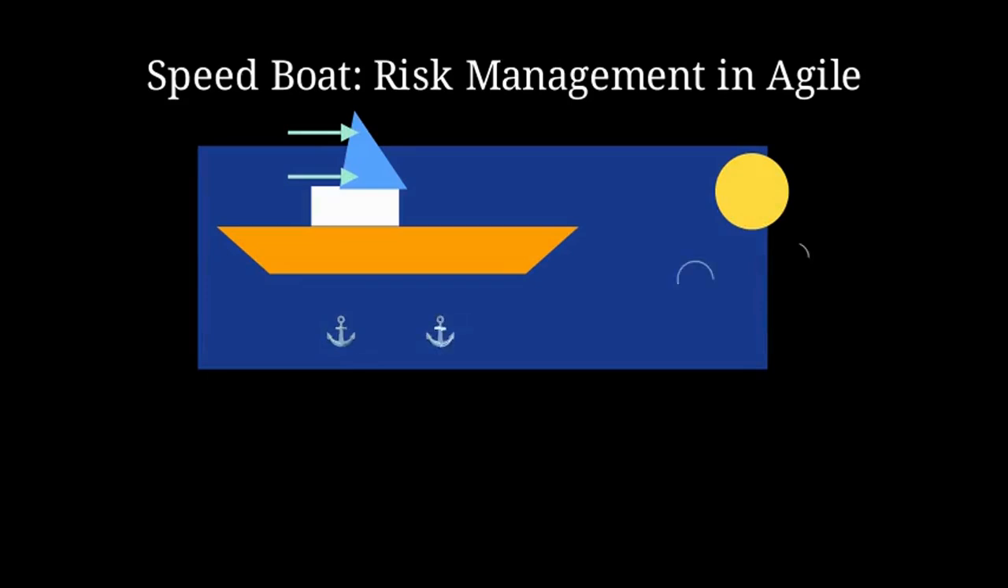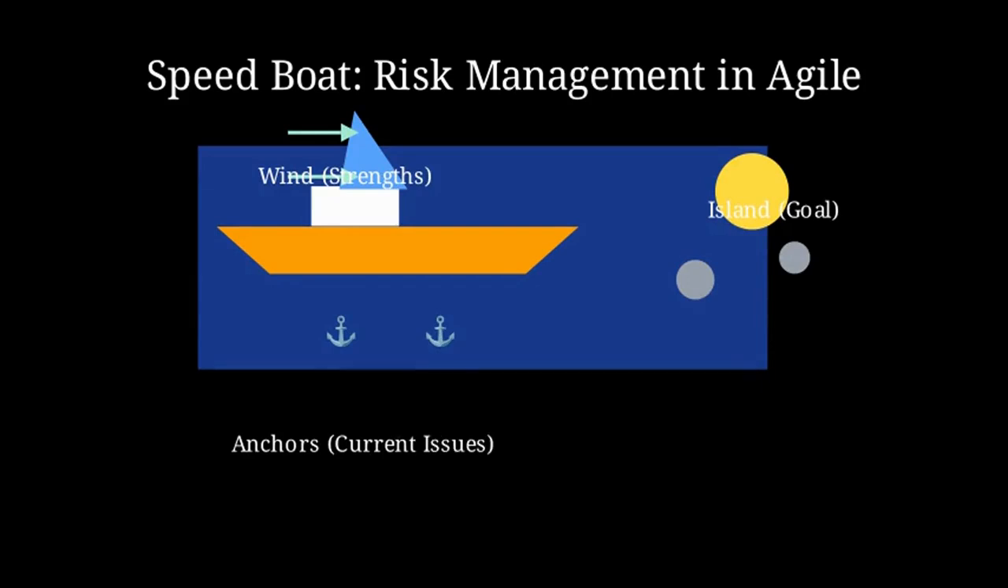Today we will learn the speedboat method for risk management in Agile. Here is our speedboat picture. The island is the goal. The wind pushes us forward. Anchors are current problems slowing us down. Rocks are future risks we might hit.